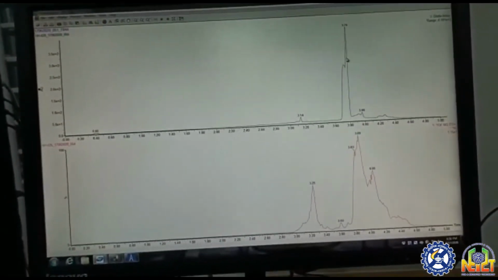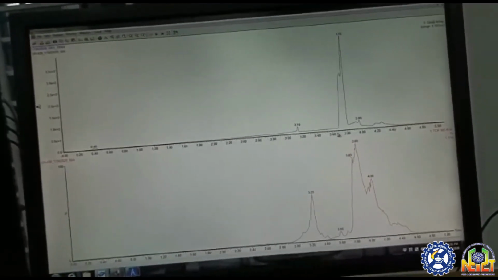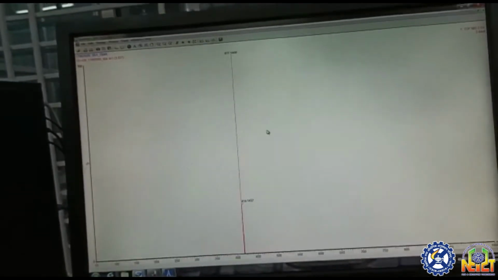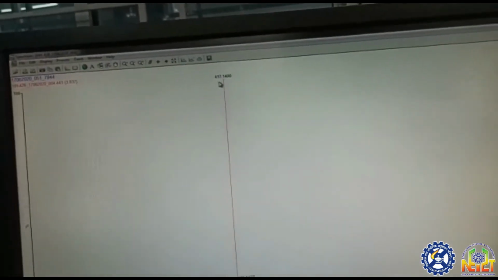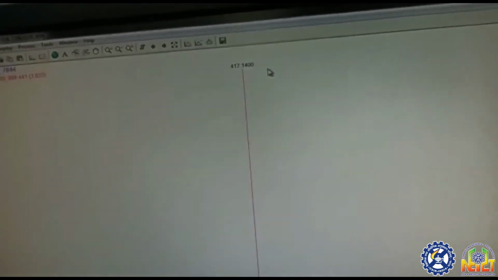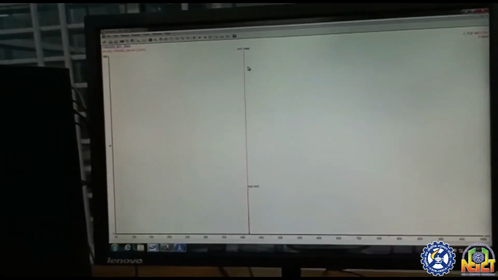This diode array will give you an idea about the purity of the sample. It is a run of 5 minutes on the x-axis, in which one compound is coming at 3.14 and one is at 3.78 minute, and the ions of the compound coming at 3.78 are here in the total ion chromatogram. On clicking at this time we can get the mass of this compound, and the mass of this compound is 417.1400. So by this machine we can check the exact mass of any sample up to the 4th place of decimal.